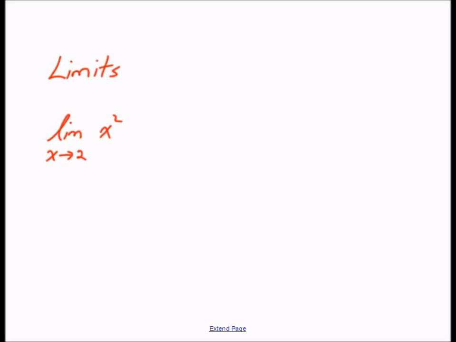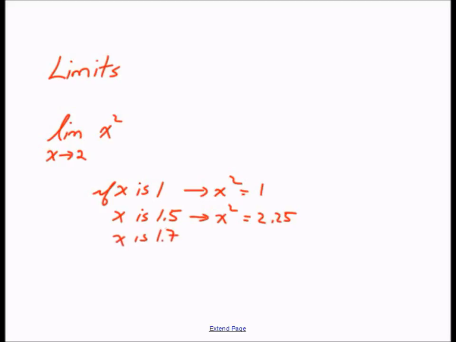So we could think about, okay, as x approaches 2, so in other words, if x is 1, then x squared equals 1. Approaching 2, if x is 1.5, x squared equals 2.25. If x is 1.75, x squared will have another value. I can't think what that is right off the top of my head, but we could calculate it. And then we could keep going and going and going.